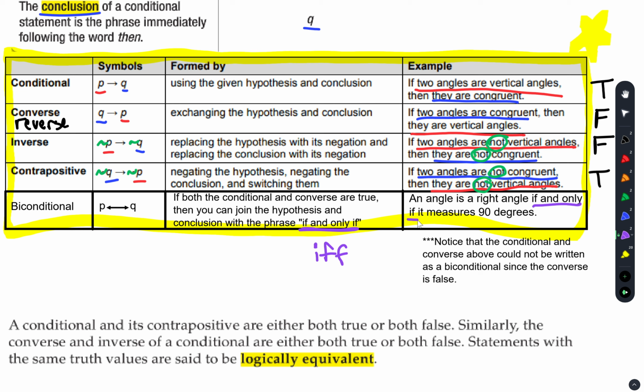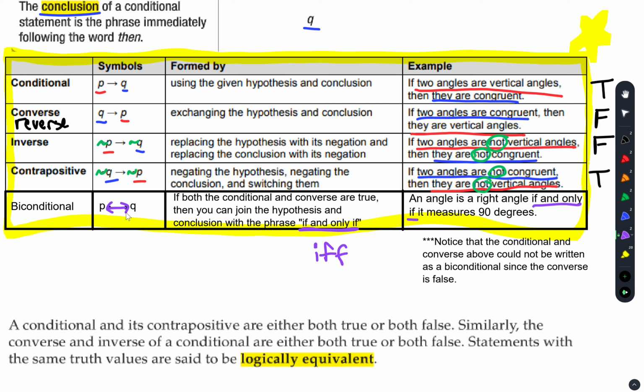We use the phrase if and only if, and this is our symbol. It's a two-way arrow. So P implies Q and Q implies P. Questions on that?